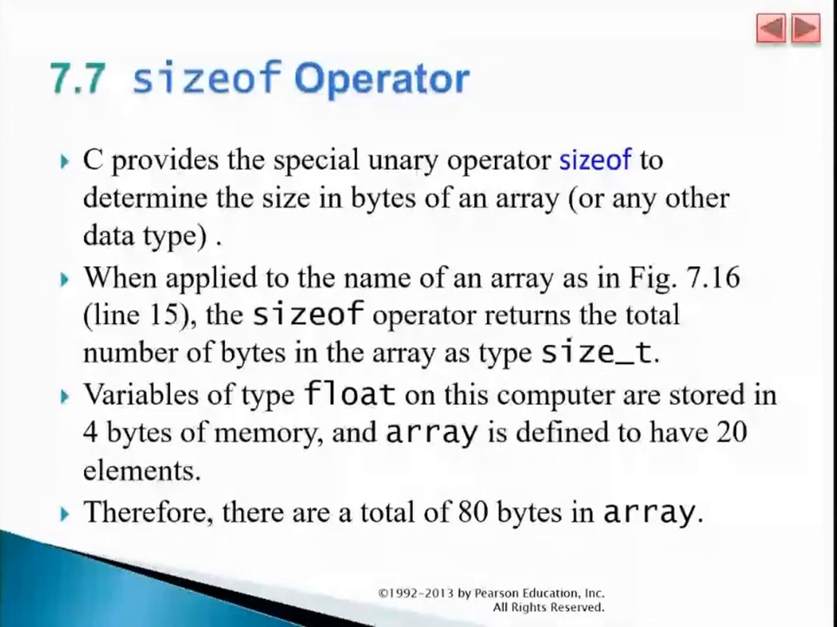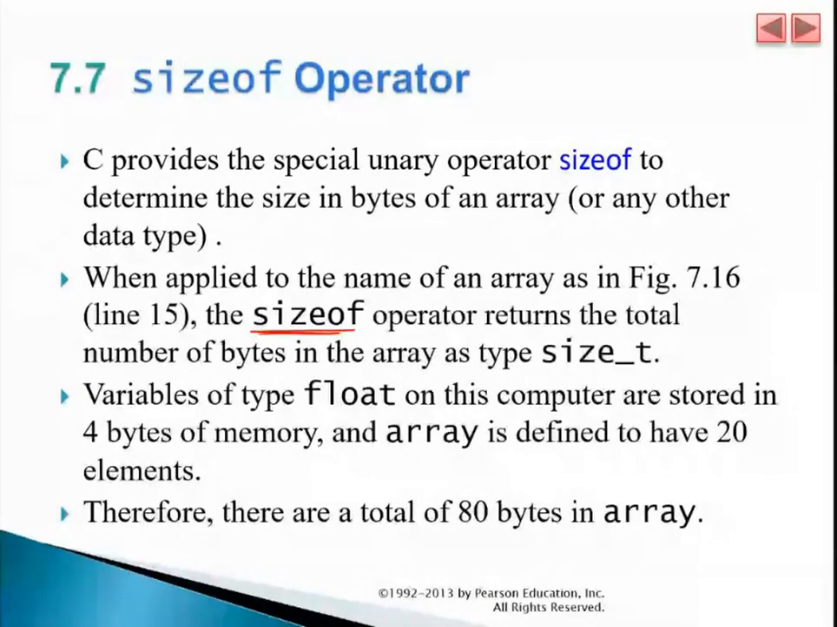So C provides this unary operator sizeof to determine the size of an array in bytes, right? We have already seen this a little bit. Now let's discuss it in a bit more detail. Whenever we use the sizeof operator, what will it actually return? It will return the total number of bytes in that array.